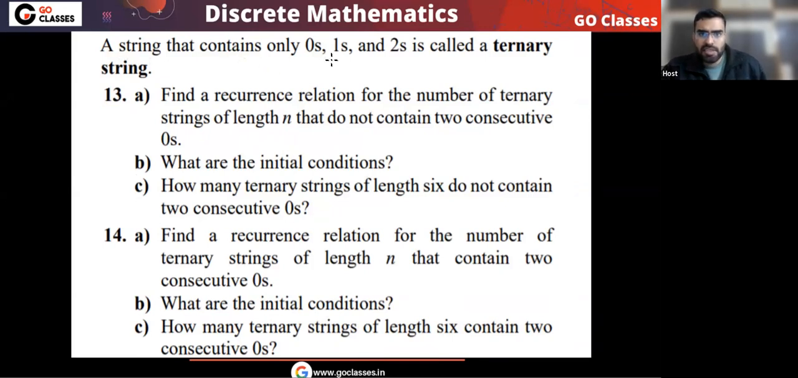A string that contains only zeros, ones, twos is called a ternary string. Find a recurrence relation for the number of ternary strings of length n that do not contain two consecutive zeros.